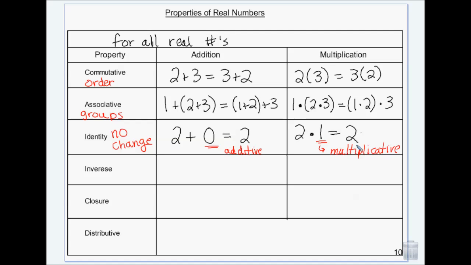Okay, inverse does not have that many e's in it. So we're going to take this one out because it doesn't belong there. Sorry, typo. Okay, inverse is to get the identity.